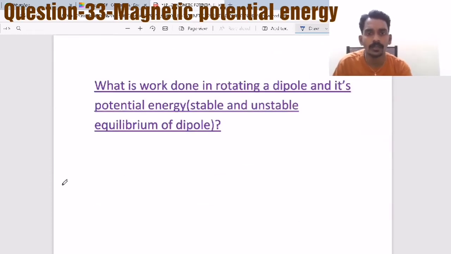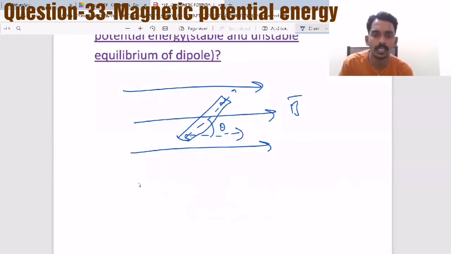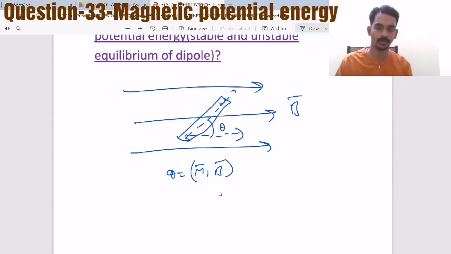And sometimes they will ask a question like, in the presence of an external magnetic field, you keep a bar magnet with the south pole and north pole such that its magnetic moment makes some angle theta with the magnetic field. That means here theta is the angle between the magnetic moment and the magnetic field. Now the magnetic moment always directs from south pole to north pole.